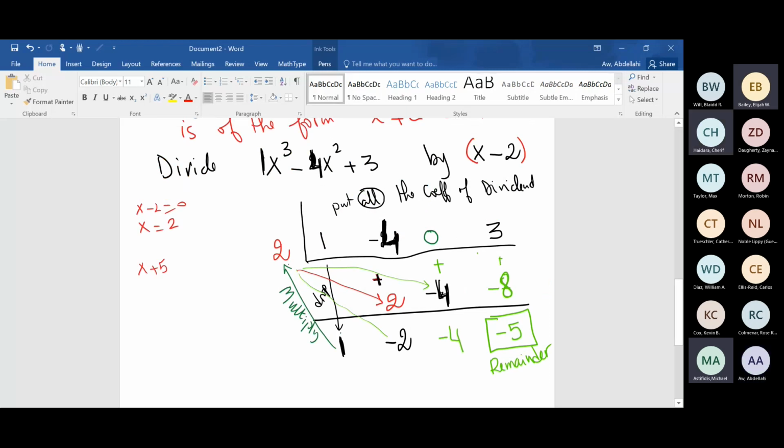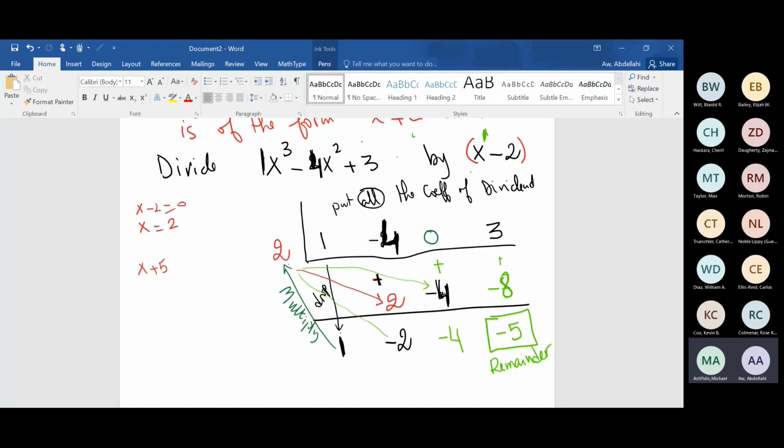Because we are dividing by a degree 1, right? When you divide by a degree 1, the remainder will always have a lesser degree. What is the only degree which is less than 1? It is degree 0, which is no x, right? When you divide by x plus something or x minus something, the remainder will always be a number, right? You see, that is my remainder.